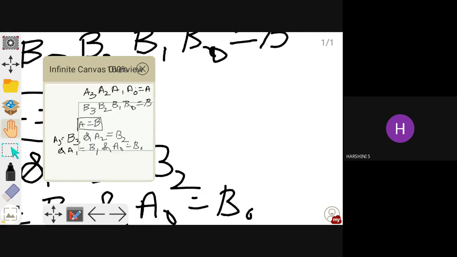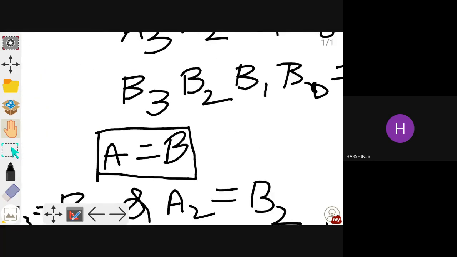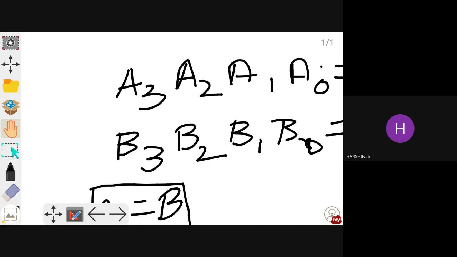So when is A equal to B? That is A3 equal to B3 and A2 equal to B2 and A1 equal to B1 and A0 equal to B0. If I use the AND condition, then even if one condition is not satisfied, A equal to B will not hold. Suppose A3 equals B3, A2 equals B2, but A1 is not equal to B1, then definitely the A equal to B condition will not apply. So all four conditions should be equal, then only you can say A is equal to B.